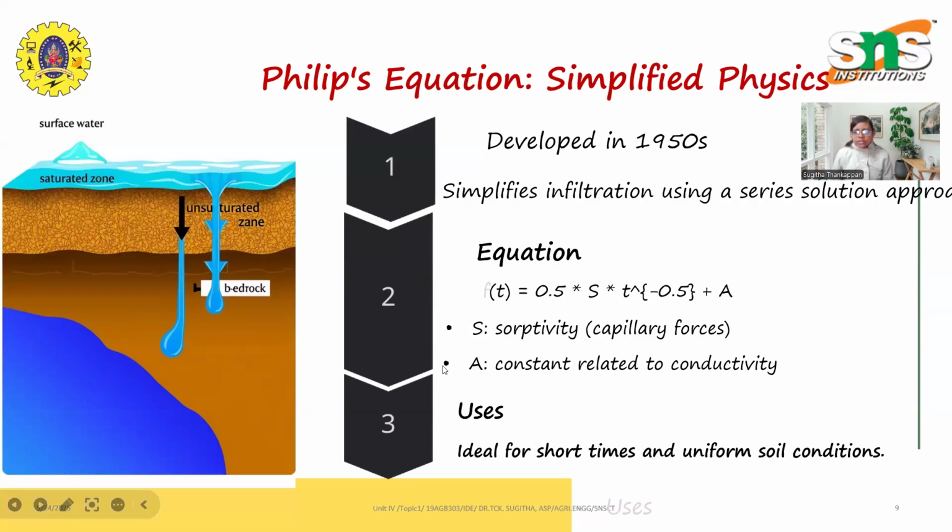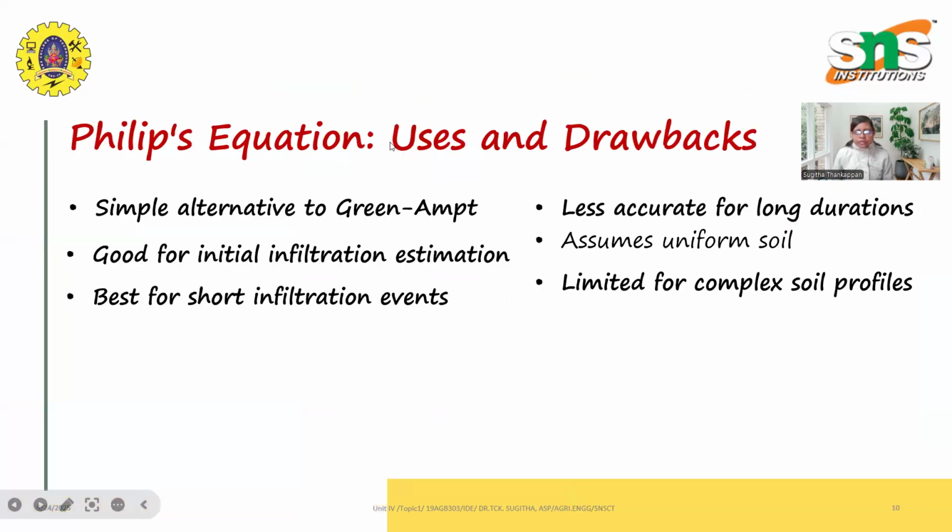We should not forget this. So if you want it for a short time period, you can use this Phillips equation. And if the soil condition is also uniform, you see it is having a saturated zone, then followed by an unsaturated zone, then the bedrock. If the condition is similar and above it is the surface water, so if the condition is uniform, you can apply this Phillips equation.